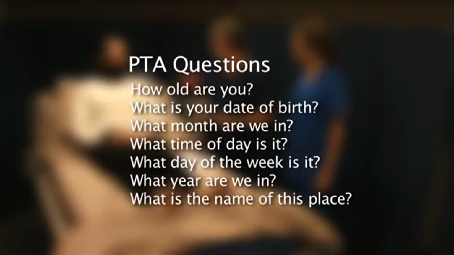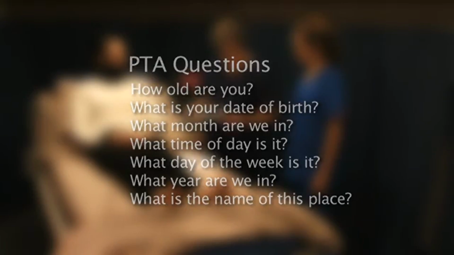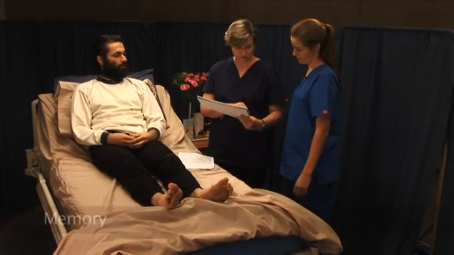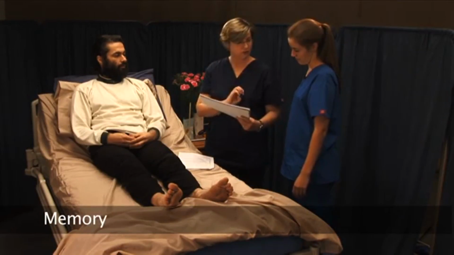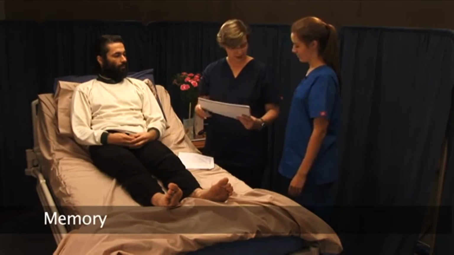Okay. How old are you? What is your date of birth? What month are we in? What time of day is it? What day of the week is it? What year are we in? What is the name of this place? Okay, and Christian got a score of 7 out of 7. You'd need to check that with his addressograph label to make sure that he's getting okay.